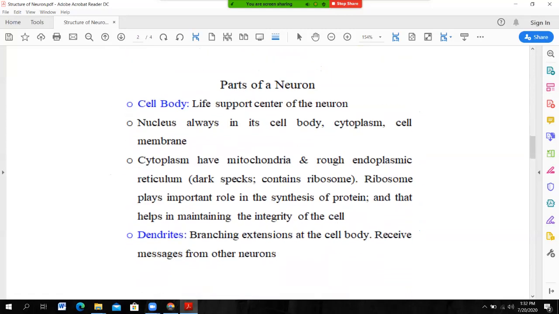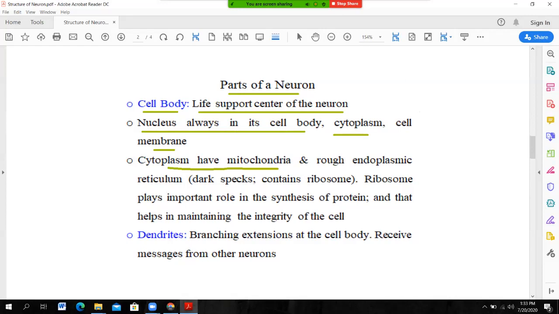What are the different parts or structure of a neuron? Neuron basically consists of various parts. The most important one is the cell body. The cell body is actually the life supporting center for the neuron. Because the cell body consists of the nucleus, so nucleus is always found in the cell body. They have the cytoplasm and cell membrane.